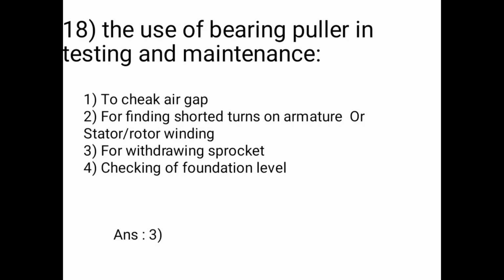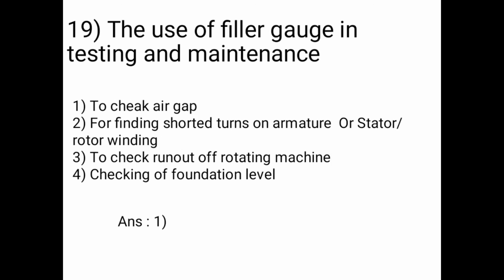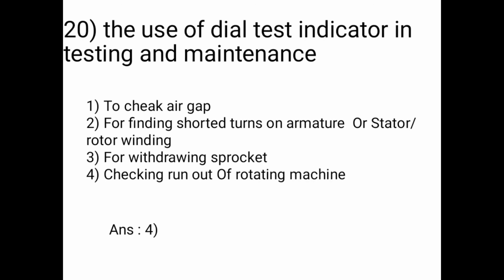Then next is, the use of a bearing puller in testing and maintenance. This question is from unit number 6. So our answer is, for withdrawing sprockets. Then the use of a feeler gauge in testing and maintenance is to check air gap. Then next is the use of a dial test indicator in testing and maintenance, for checking run out of a rotating machine. Option 4 is the answer.